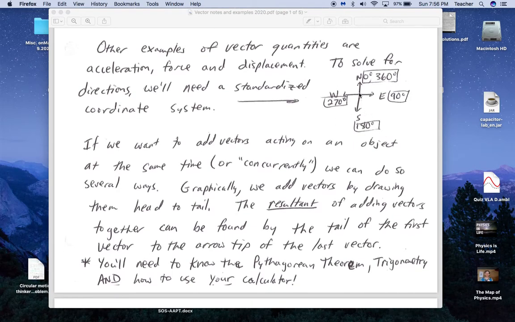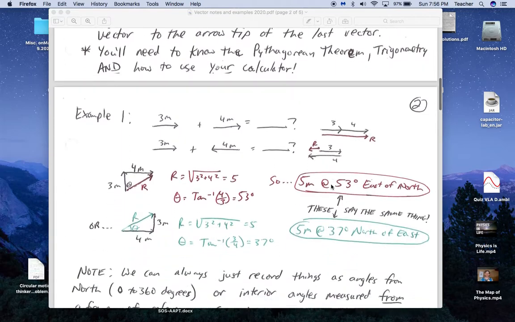The other thing we do is we tend to think of examples as being from north or from east or from south or from west. So we're measuring in a quadrant, like the southwest quadrant or the northwest quadrant. And we'll talk about that a little bit.